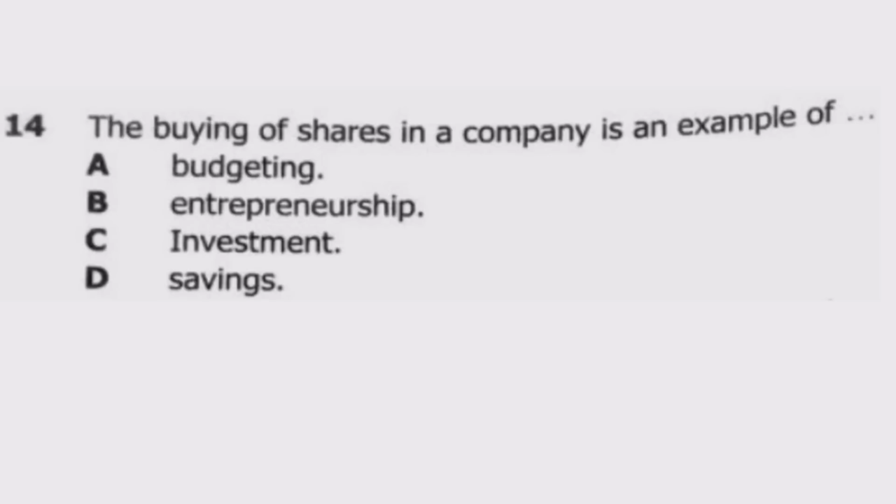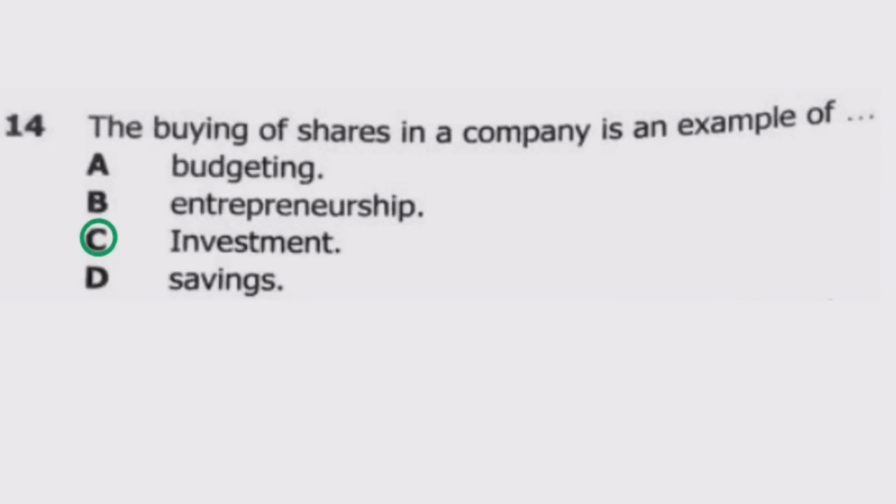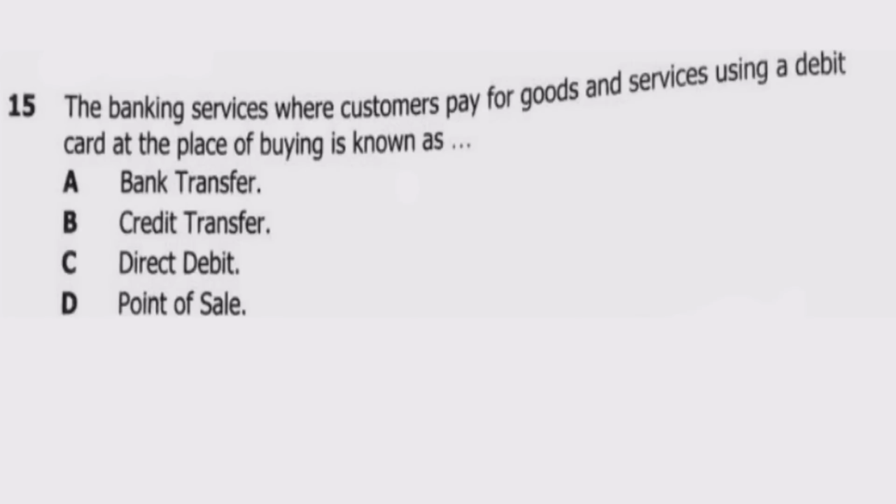Question 14. The buying of shares in a company is an example of: A, Budgeting; B, Entrepreneurship; C, Investing; D, Saving. The correct answer is C, Investing. Question 15 is as follows.